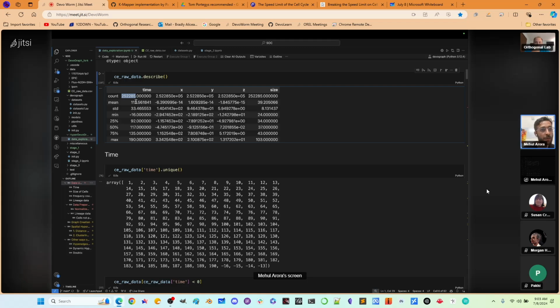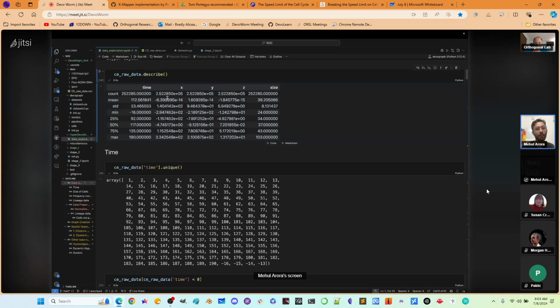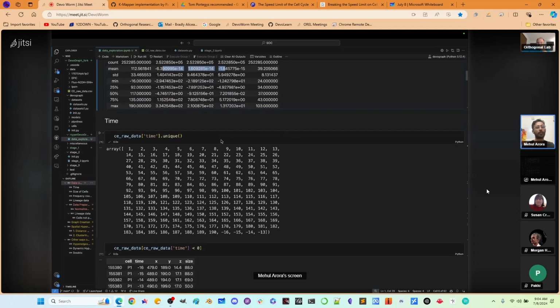I think it's 250 to 100, so that's quite large. And then we have the XYZ columns, so we have the mean of it, something like this. I will tell how I will use this later on. And then for size also correspondingly.